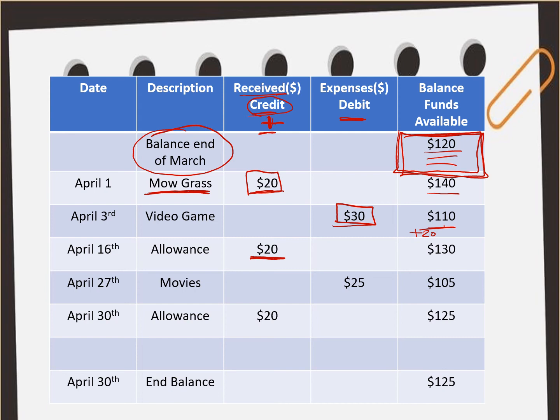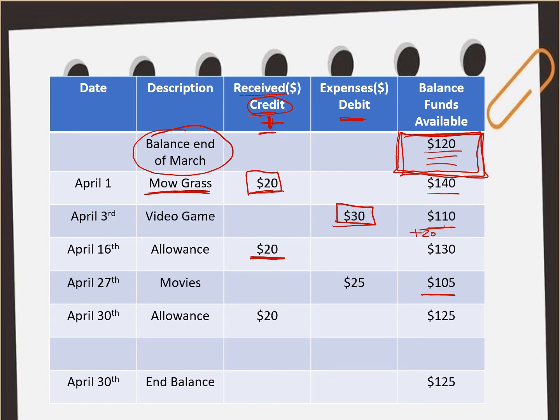Well, April 27th, you and your friends decide you want to go to the movies. Well, you go to the movies and they cost you $10 to get into the movie, and then you spend $15 on snacks. And I know that's a lot, but they're pretty expensive at the movies these days. So you spend $25. You debit or take away $25 from your account because you spent it at the movies. So $130 minus 25 gives me $105.